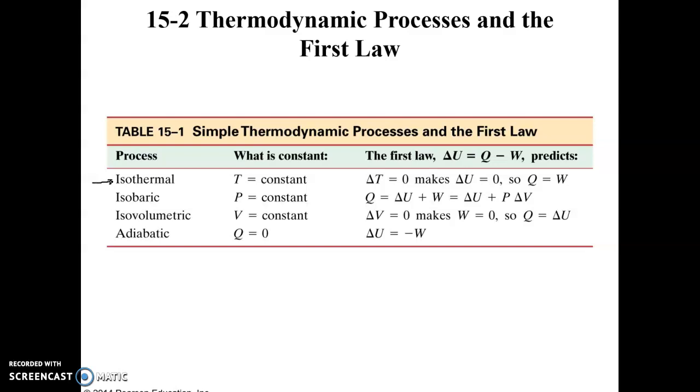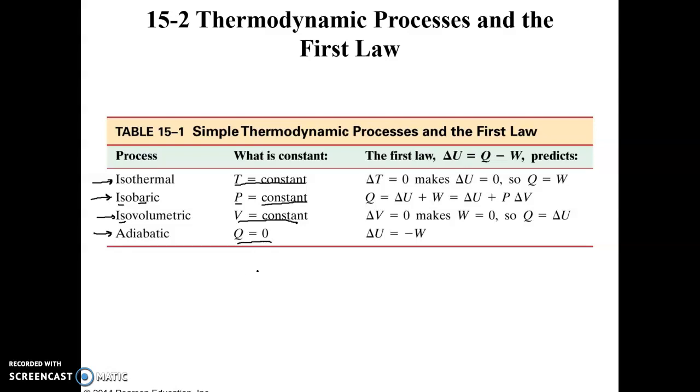Isothermal, meaning the same temperature. So the temperature is constant in an isothermal reaction or process. Isobaric: iso, same; baric, meaning pressure, like a barometer measures pressure. So in that case, P is constant, it does not change. We have isovolumetric, where the volume doesn't change. And we introduce this term adiabatic. What does that mean? It means that there is no heat flow into or out of the system.